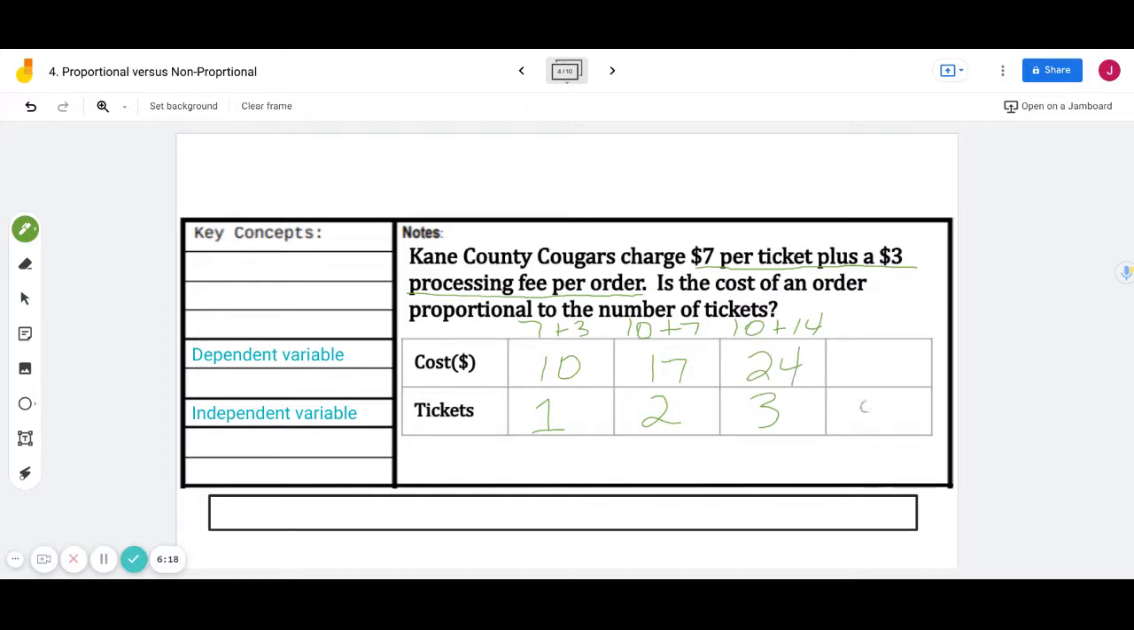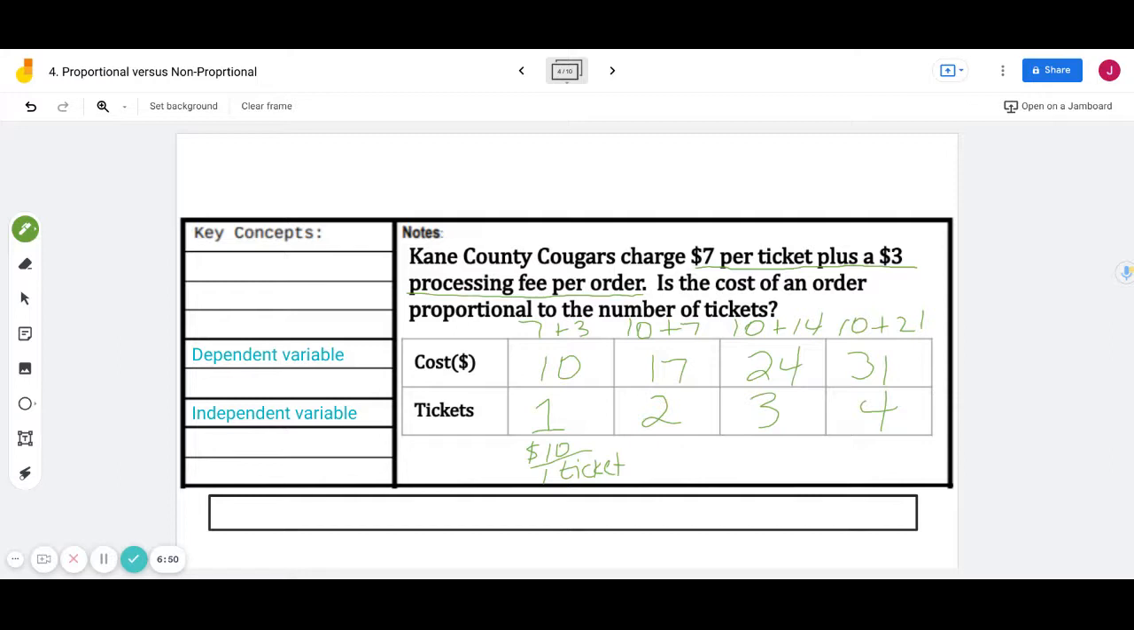And then 4 tickets, that $10 fee for the one ticket, $7 plus the processing fee. And then 3 more tickets at $7 is 21, so that would be 31. All right, so is this proportional? So basically what we're trying to see is if we look in this first column here, we've got $10 for one ticket. This is our unit rate here.